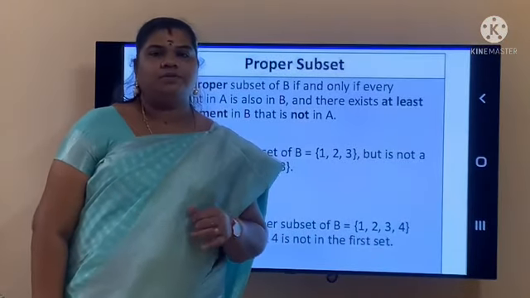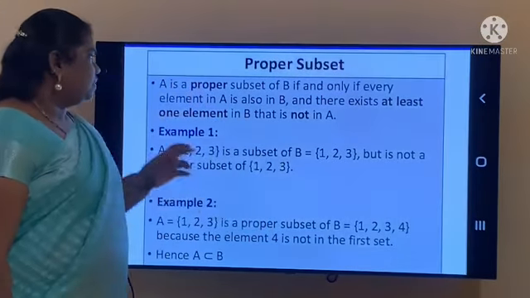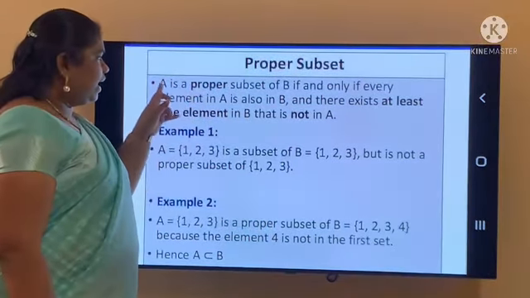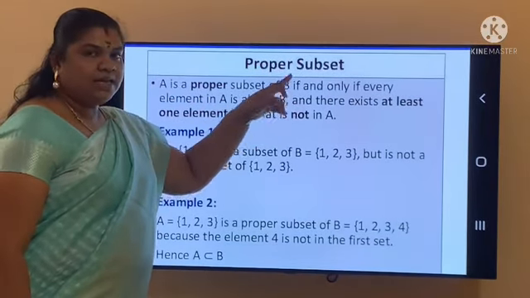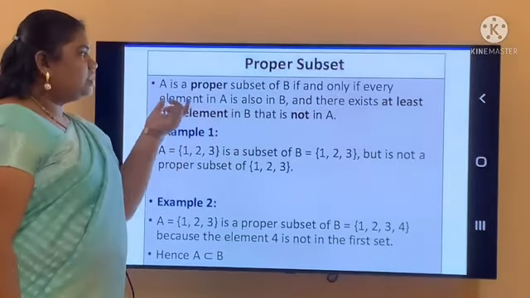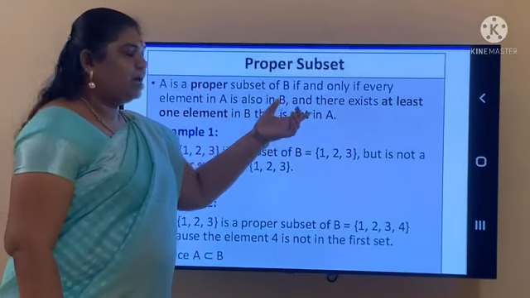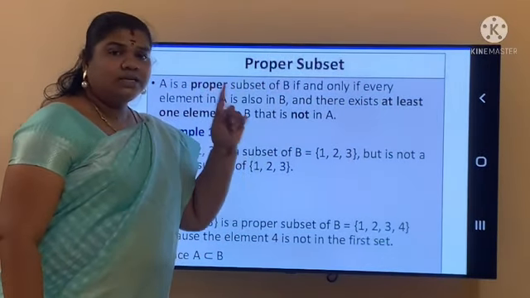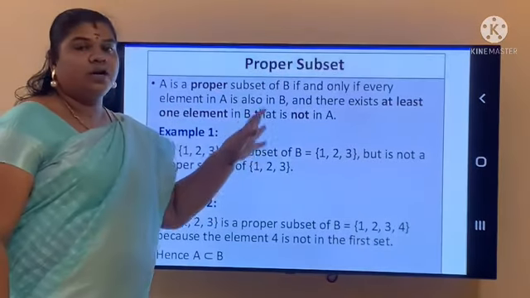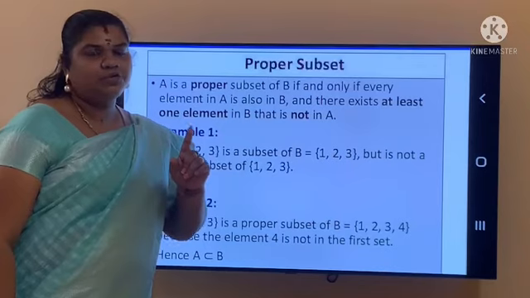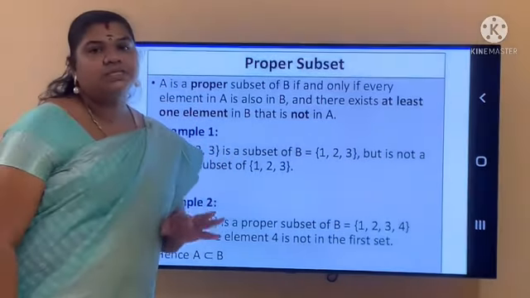Next we are going to see about proper subset. Subset, you know, is something contained in the set. A is a proper subset of B if and only if every element in A is present in B and there exists at least one element which is present in B that is not in A. At least one element should be more in our B set. Only then we call that a proper subset.